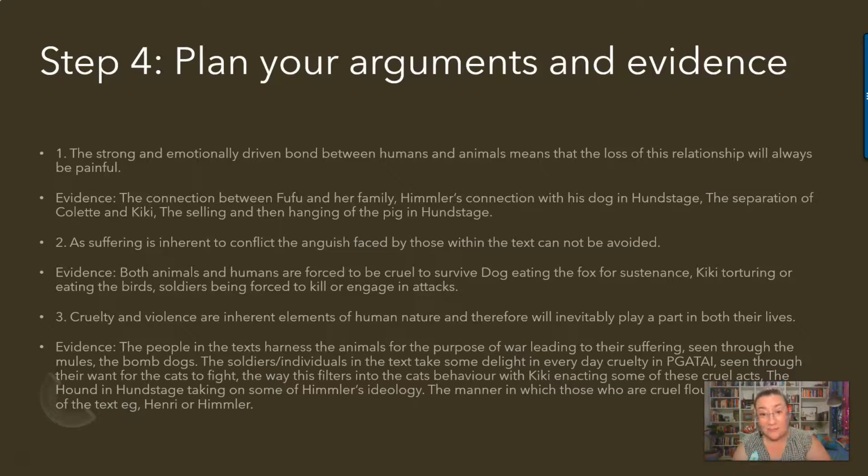Then my third paragraph is going to be that cruelty and violence are inherent elements of human nature. As human beings, we are cruel and we're violent. Not always, but that's part of who we are. And therefore suffering is inevitable, because that's what we do. The evidence I'm going to use there is how people use animals in war, like the mules, and in Hundstage where they strap the bombs onto the dogs.